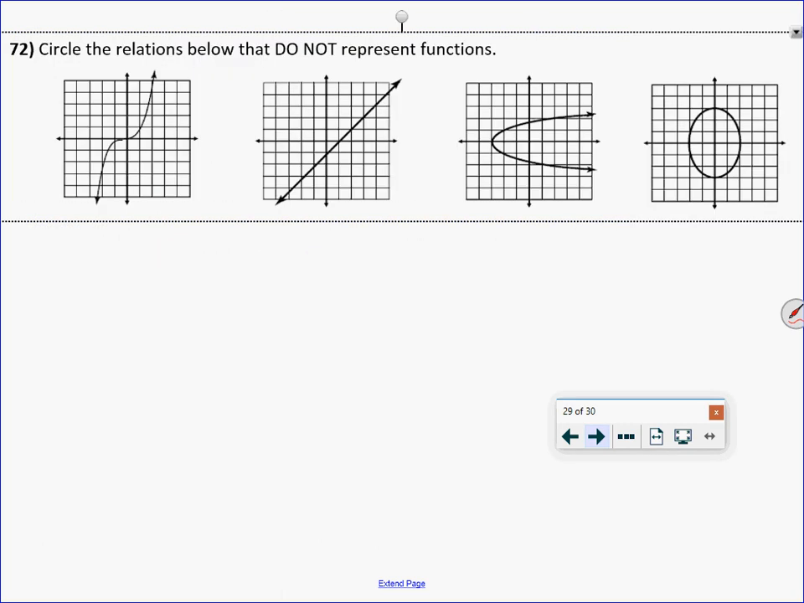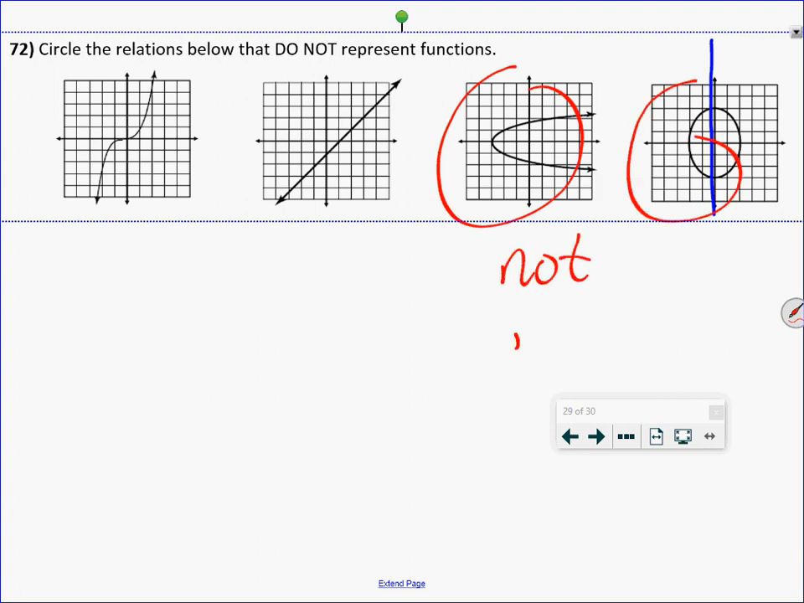All right, and last, circle the relation below that does not represent a function. So if you draw a vertical line, it should never intersect a function more than once. And if we look at this and this, it intersects more than once. So this and this are not functions.